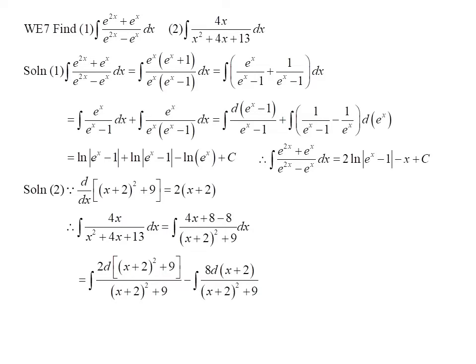Hence, the antiderivative is written as the integral of 2(x plus 2) over the sum of (x plus 2) squared plus 9 dx plus the integral of ((x plus 2) squared plus 9 minus 8) over the sum of (x plus 2) squared plus 9 dx, which equals ln of (x squared plus 4x plus 13) minus 8 over 3 arctangent of ((x plus 2) over 3) plus C.